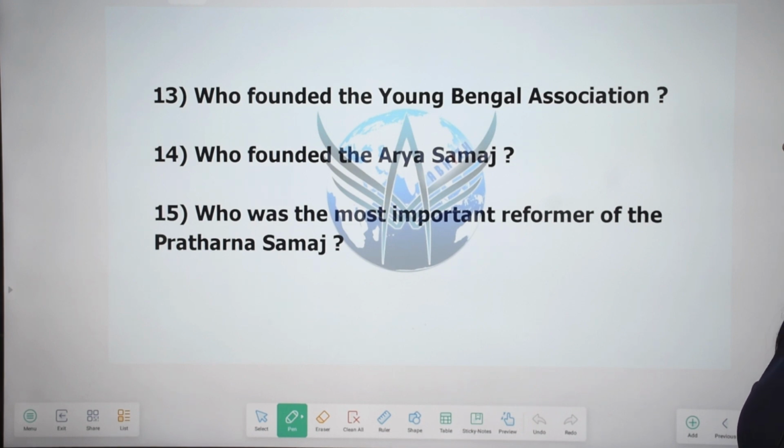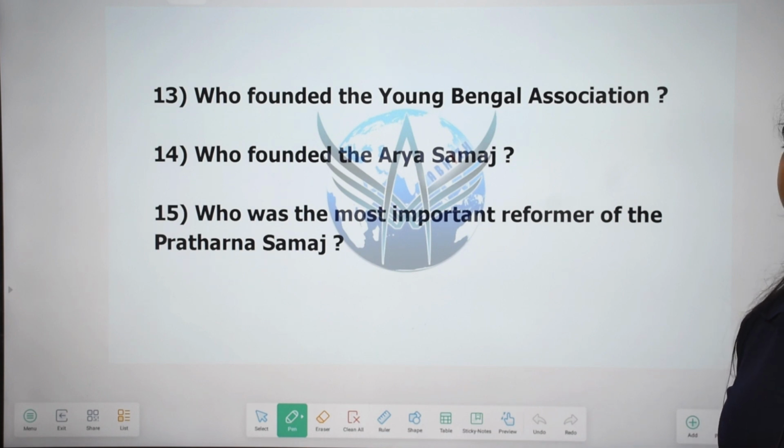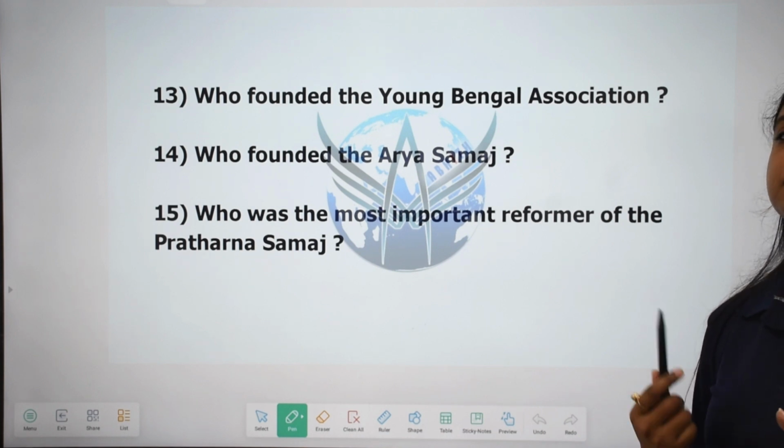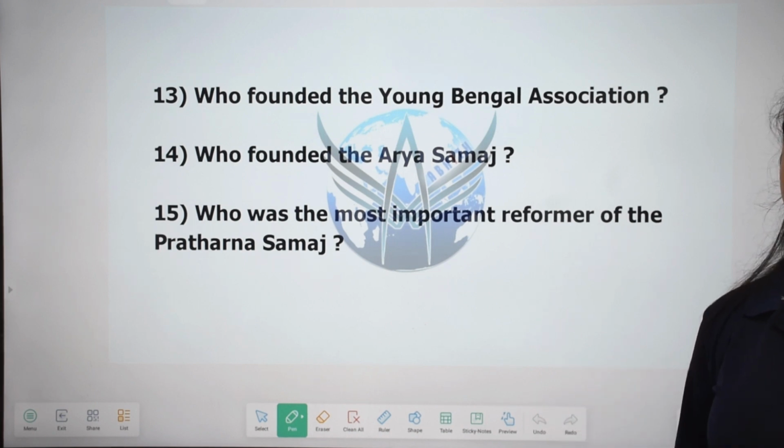Next, who founded the Arya Samaj? Now the Arya Samaj was founded by Swami Dayanand Saraswati. Swami Dayanand Saraswati mainly stressed the importance of the Vedas and the Upanishads, right?